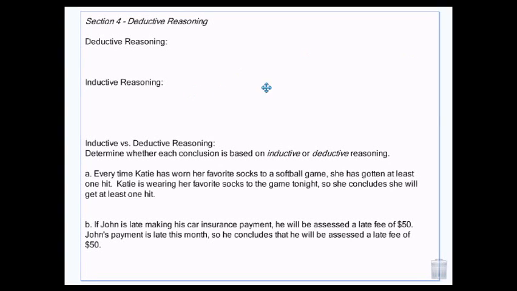We talked about inductive reasoning already, and inductive reasoning is to make conclusions based on observations. And we're looking for patterns.